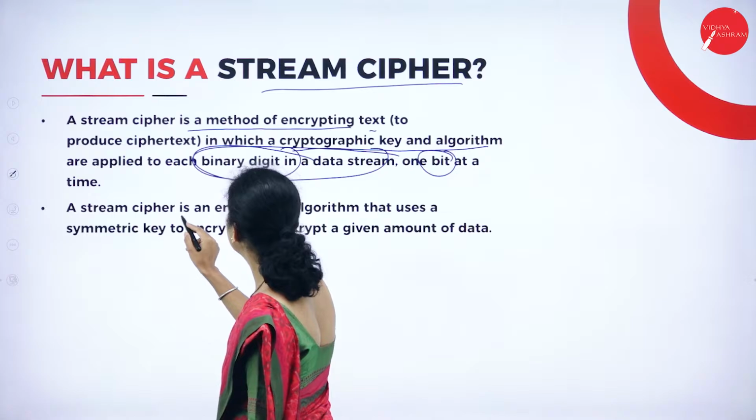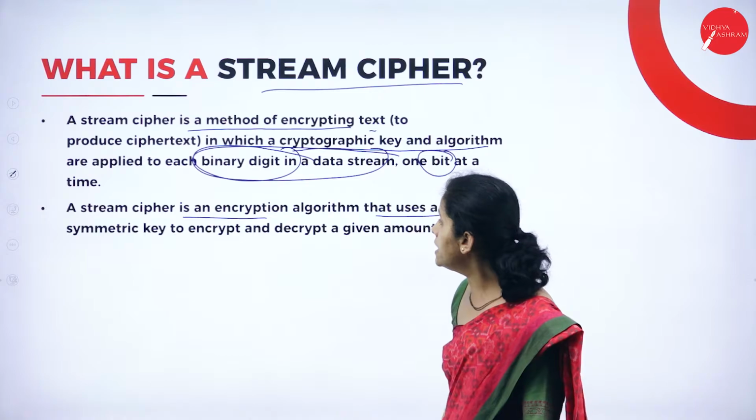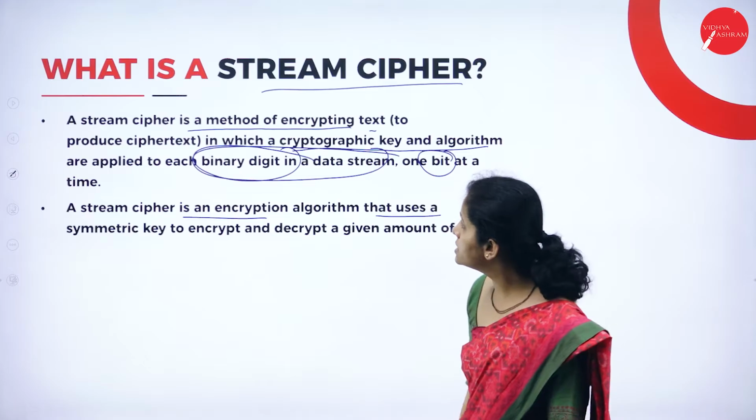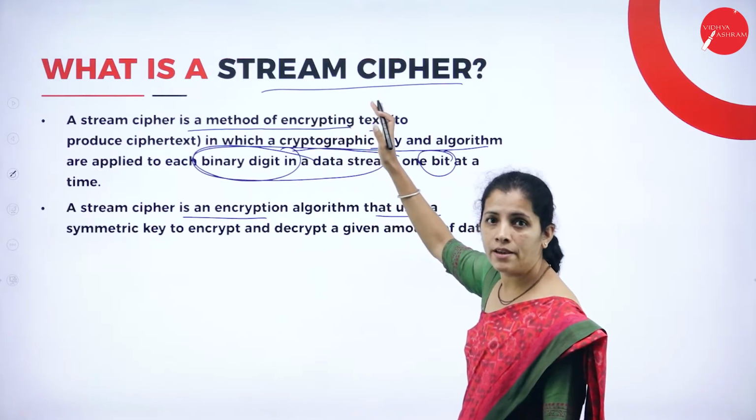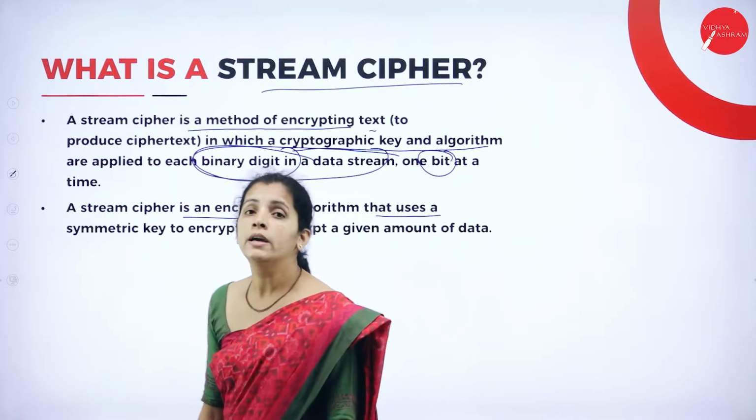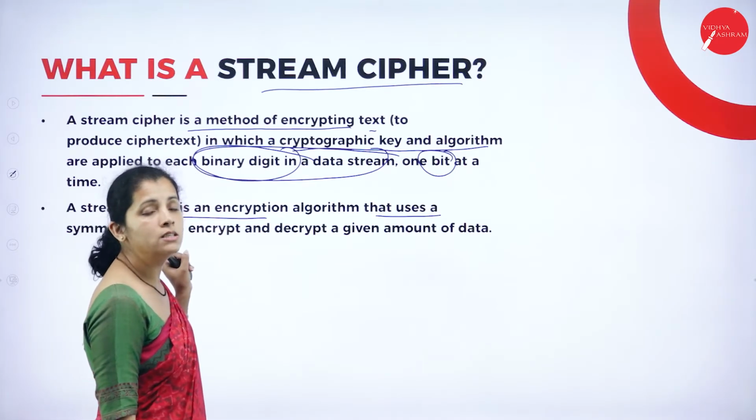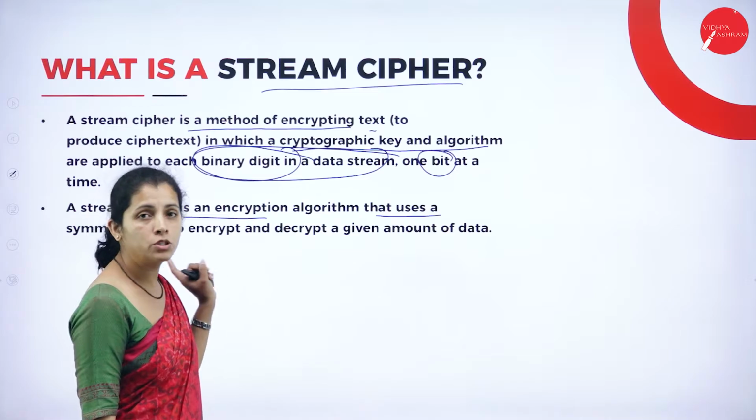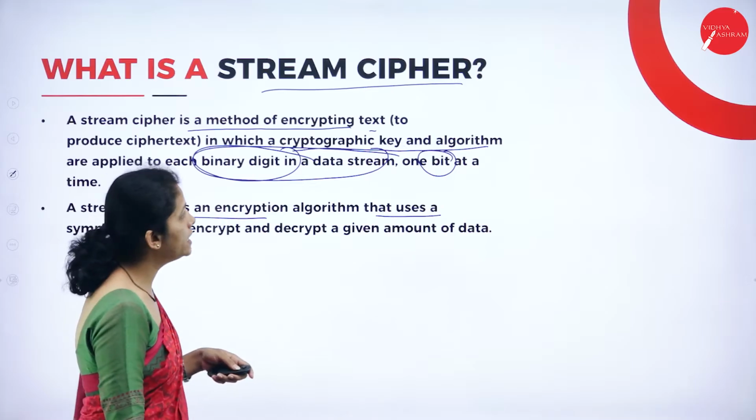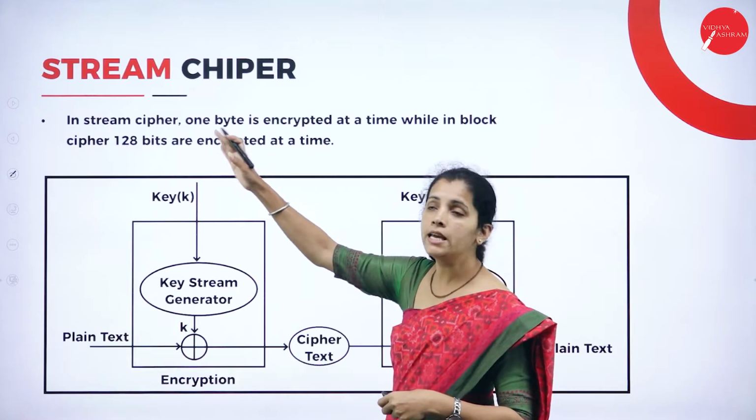A stream cipher is an encryption algorithm that uses a symmetric key to encrypt and a symmetric key to decrypt. So dear student, once again in stream cipher, we are going to have an encryption algorithm as well as a decryption algorithm. To perform the encryption algorithm, we are going to use a symmetric key. That means a single key is shared between both sender as well as receiver. And what kind of key? It is a private key.